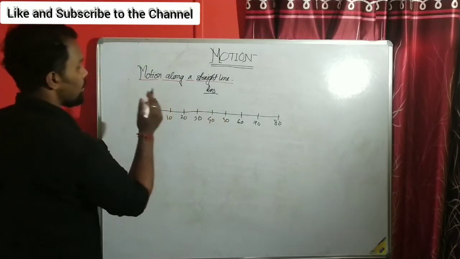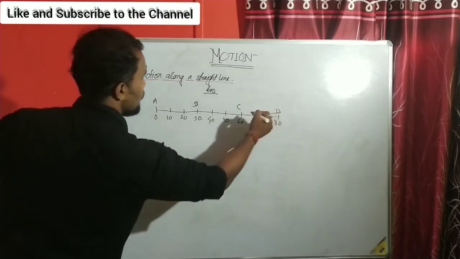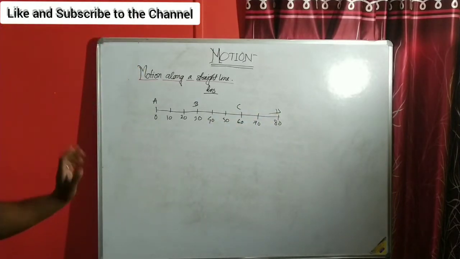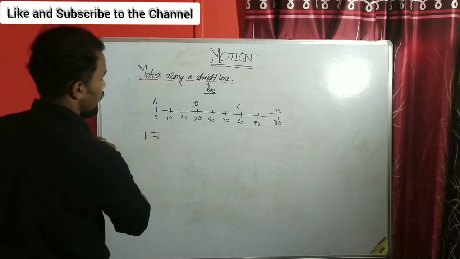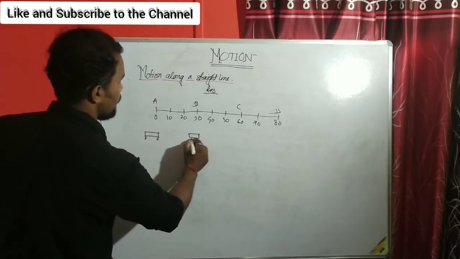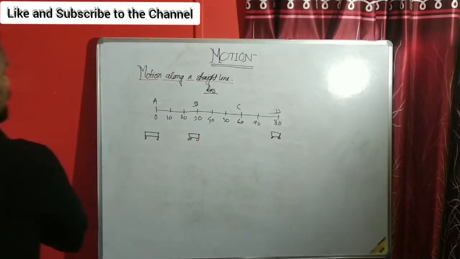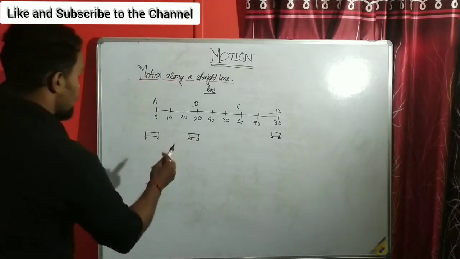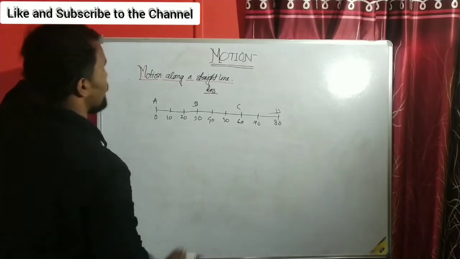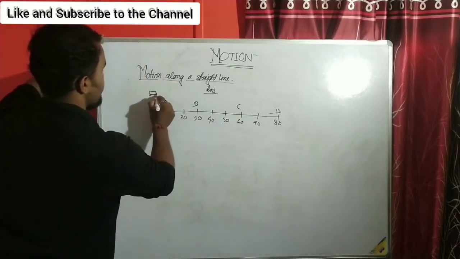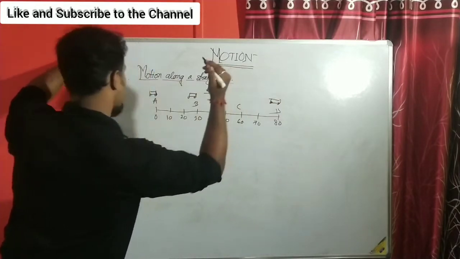Now I will consider some positions like B position, C position, and D position. First I will consider that a car is here, then it will move to B position. Now it will move to the D position. Now first we will see distances. I will first erase this. I will consider that the car was first here, then here, after that it was in D position, right?